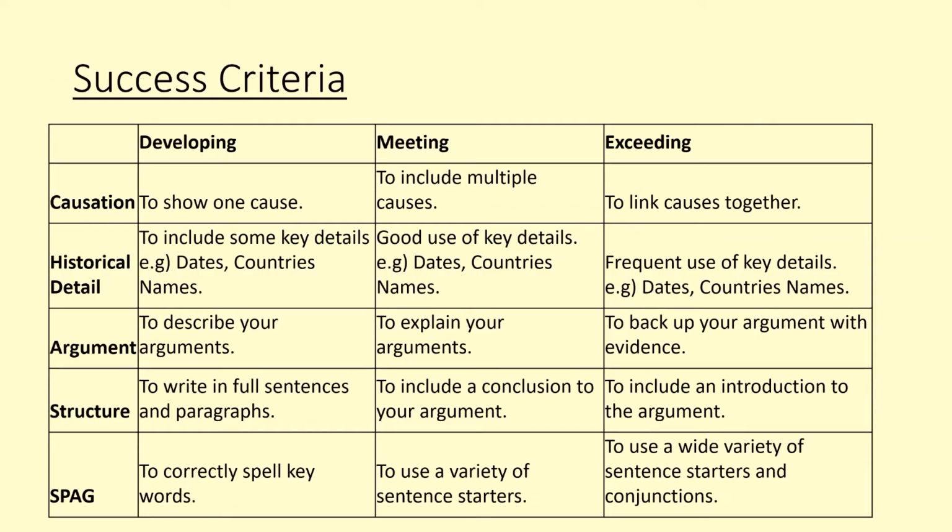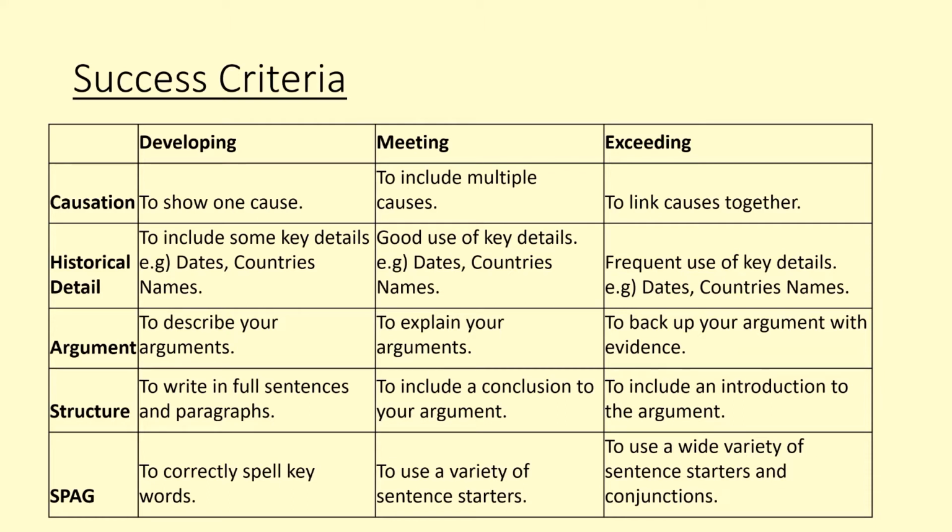So, today you're going to be answering the question, what was the cause of World War One? Now, this is your success criteria, which is also up on Microsoft Teams. This is in the rubric section. So, there's lots of different things that I'll be assessing your answer to that question on today. First one is causation, which is one of our historical skills. So, developing will be to show one cause, meeting to include multiple causes, and exceeding to link the causes together.